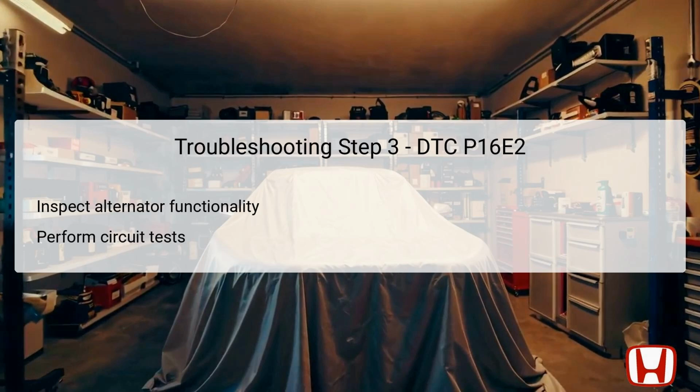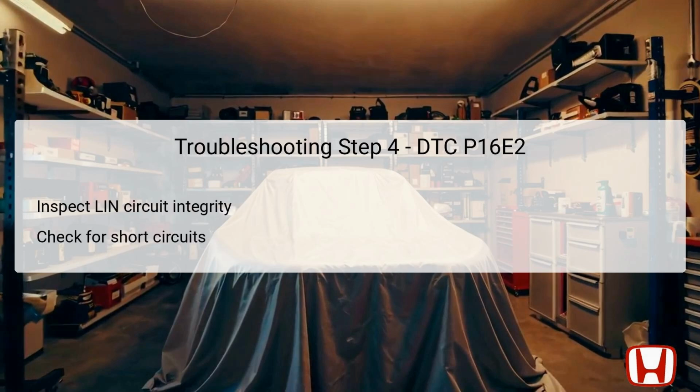Should any irregular readings arise, it might signal that the alternator is defective or has internal failures. Continuous faults in alternator performance will directly lead to issues in communication between the alternator and the PCM. If the alternator fails the circuit tests, replacement or repairs will be required to re-establish proper functionality. This step is crucial in eliminating one of the primary potential causes of the DTC P16E2 error.